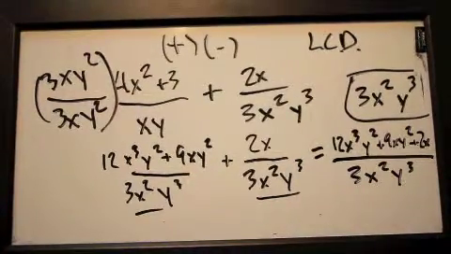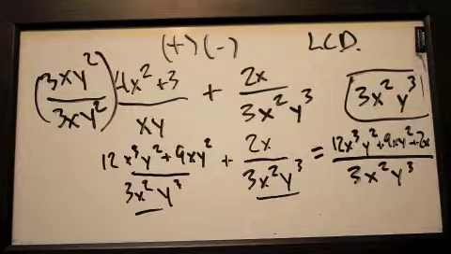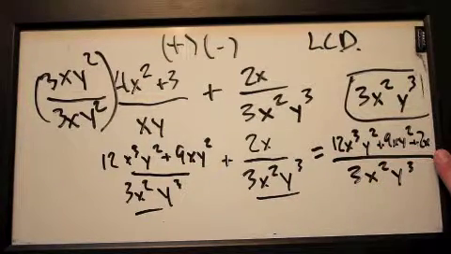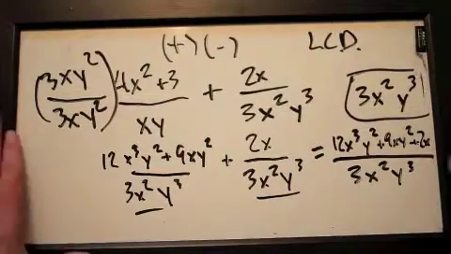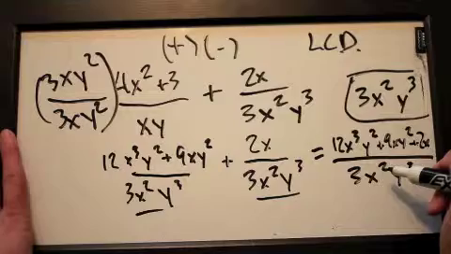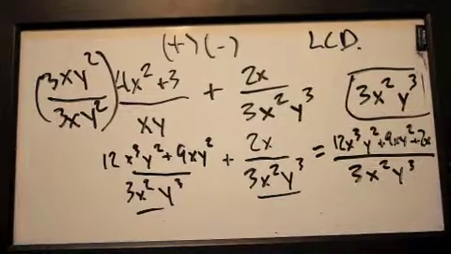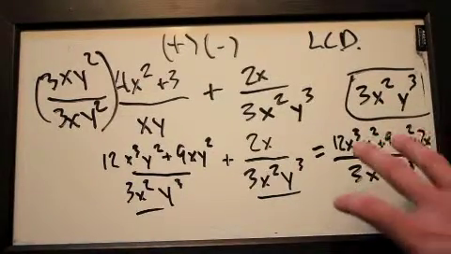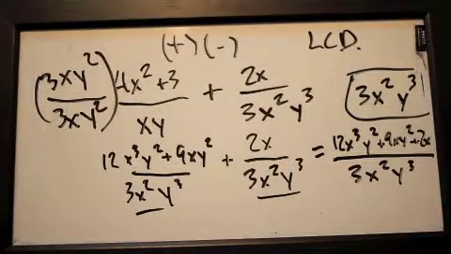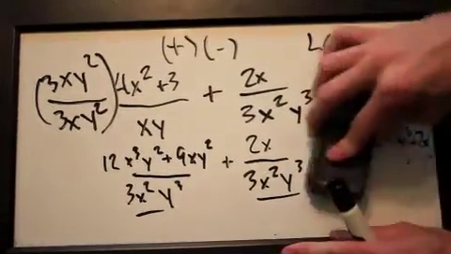Okay? So now, up top, I could pull out an x out of all of these terms. So I could go x, and I could cancel an x here. Okay? We'll worry about simplifying later. I just want you to be able to add and subtract right now. Okay? So, let's do another example.